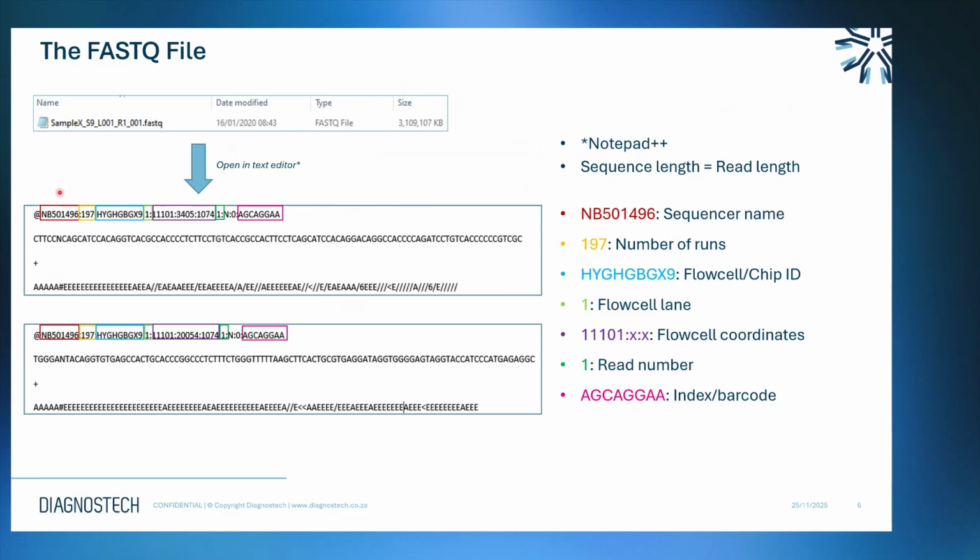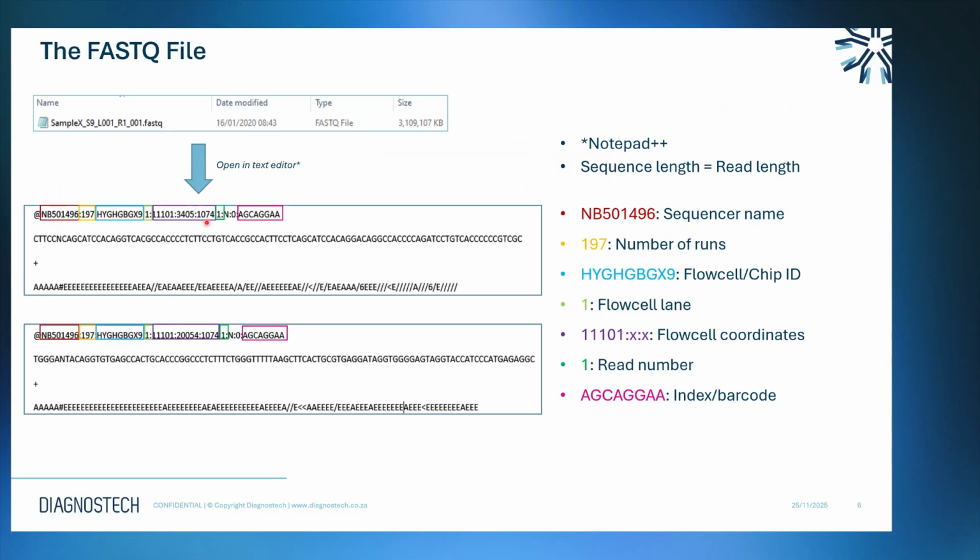Firstly, each read within the FASTQ file will have a header. On the right here, I've just shown what each of these things mean, and our different sequencers will have slightly different headers. In this case, the first value is the name of the sequencer. Then we have the number of runs that sequencer has performed, the ID of the flow cell, which lane it was run on, and then the actual coordinates, because remember, each library is sequenced from a cluster or colony on the flow cell.